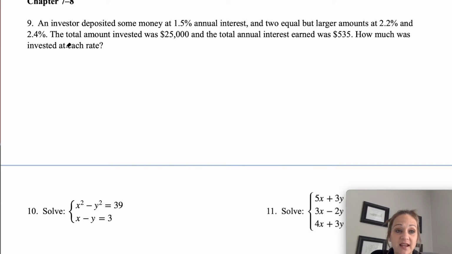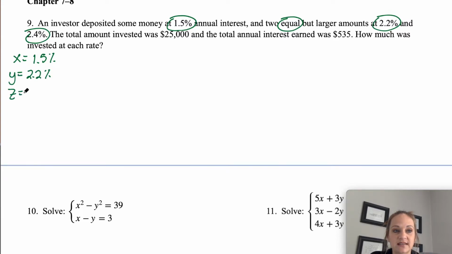Okay, chapter 7 and 8. An investor deposited some money at 1.5% annual interest and then two equal but larger amounts at 2.2% and 2.4%. So there's three variables going on. You have X that is going to be represented at 1.5%. You have Y that represents the 2.2% interest, and then you have the Z that represents the 2.4% interest.